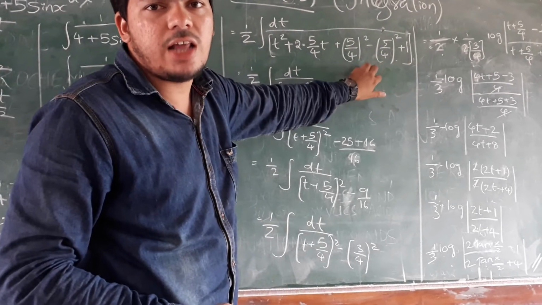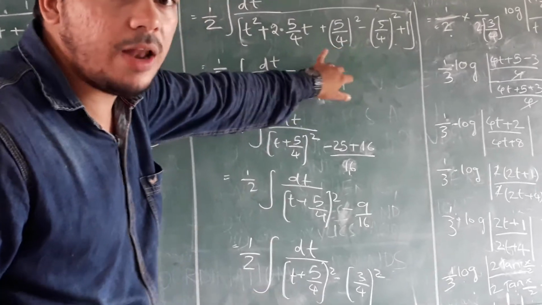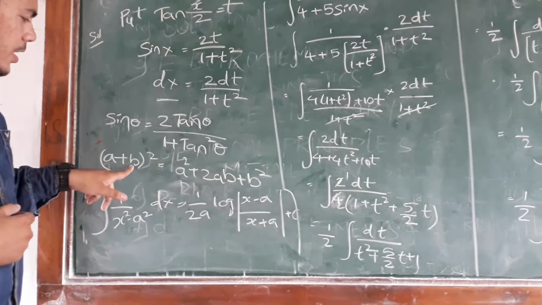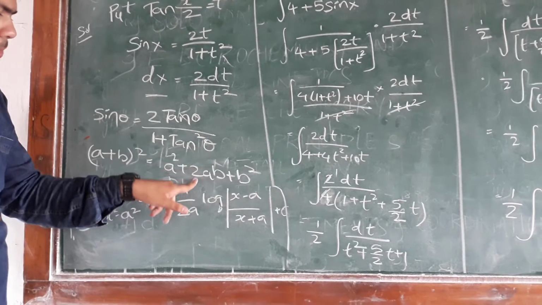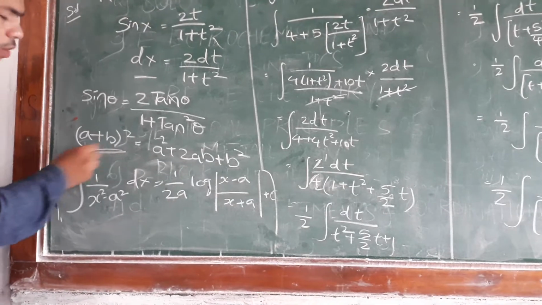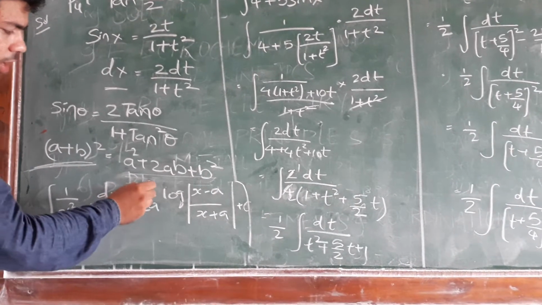Many members will get doubt here and many mistakes can occur here. So just see the formula here: a plus b whole square is equal to a square plus 2ab plus b square. We want to bring this formula, so we should make it in this way.